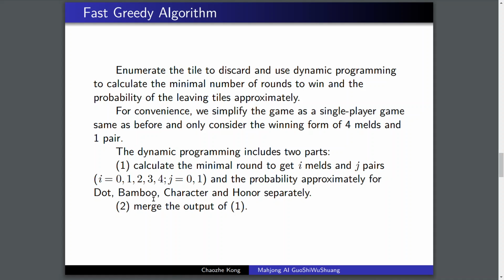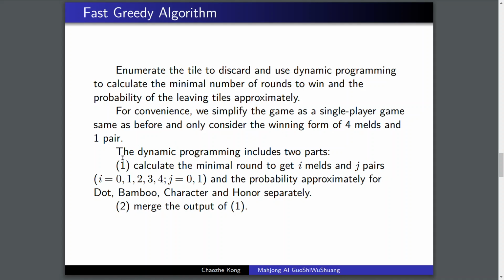When shanten is big, we need to use the greedy algorithm rather than the search algorithm. Enumerate the tile to discard and use dynamic programming to calculate the minimum number of rounds to win and the probability of the leaving tiles approximately. For convenience, we simplify the game as a single-player game, same as before, and only consider the winning form of 4 melds and 1 pair.